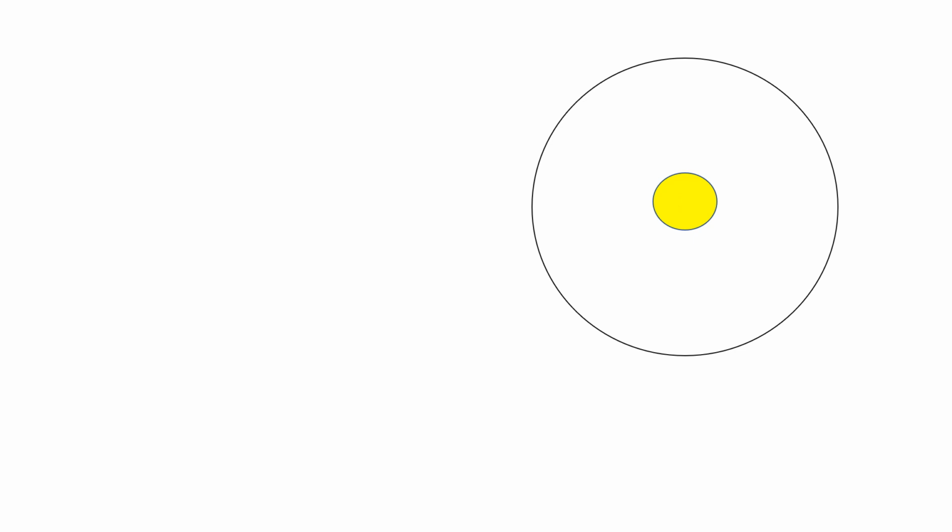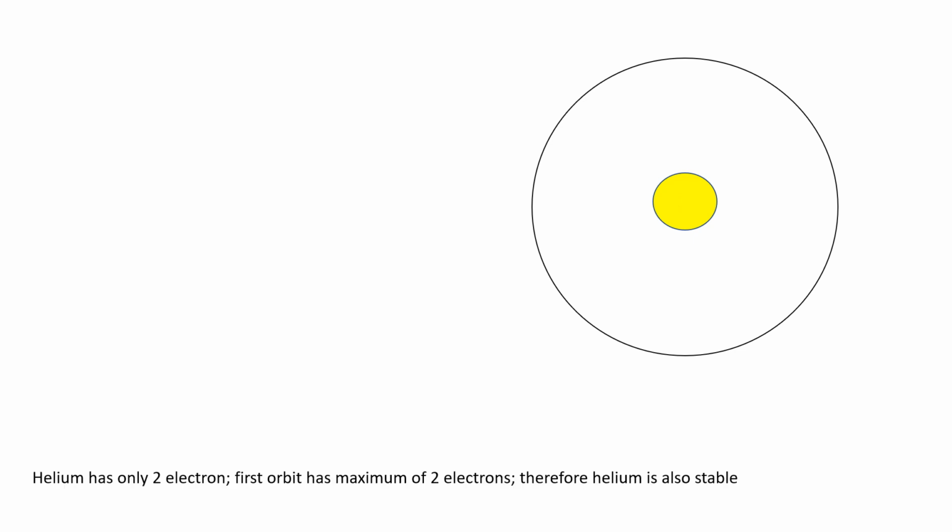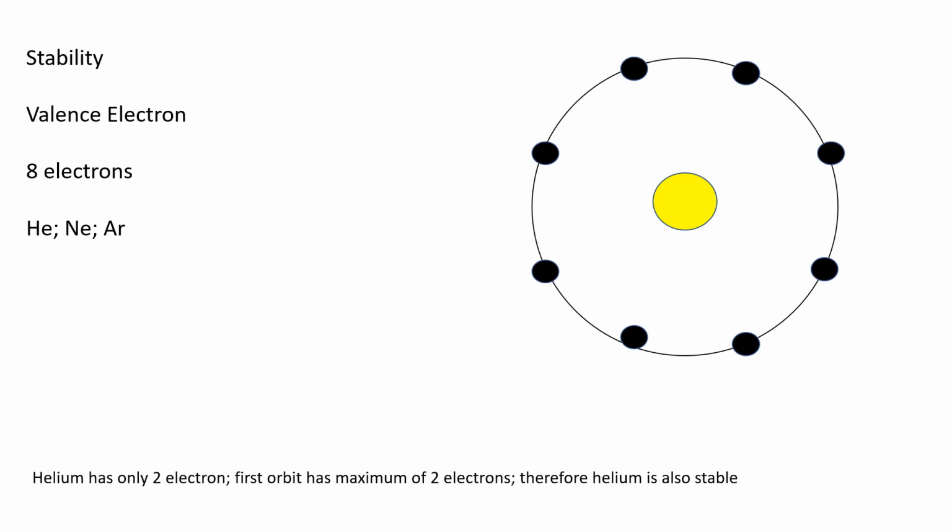Consider an atom here. The atom's stability is determined by the number of valence electrons in its valence shell, which means the number of electrons present in the outermost shell. For a stable atom, the number of valence electrons must be 8, which means they have a completely filled shell. Some examples are helium, neon and argon. They are also called inert gases.